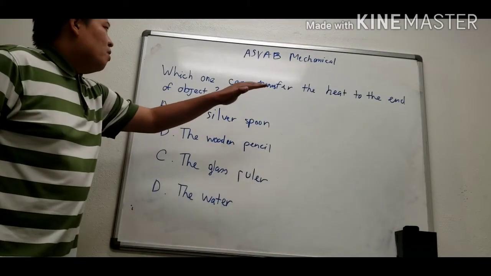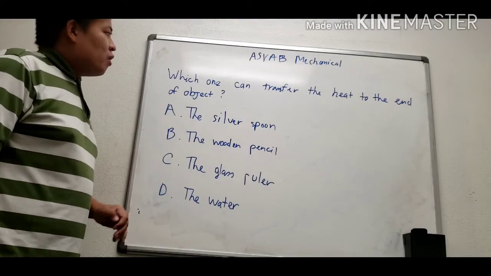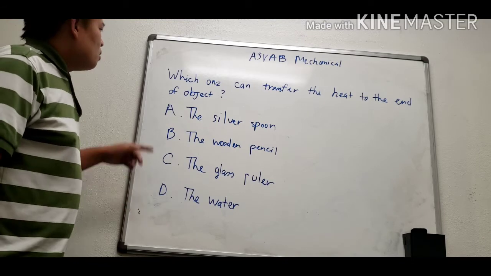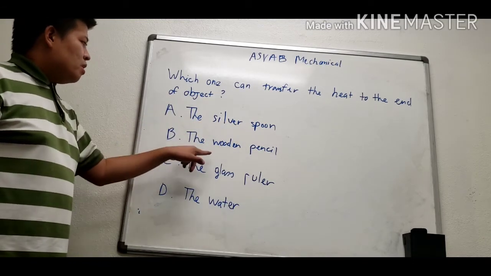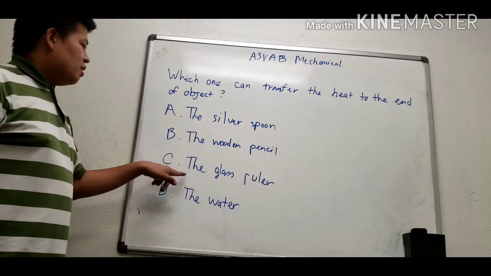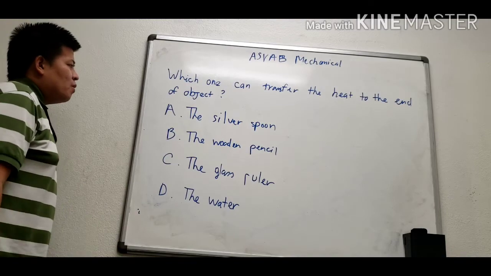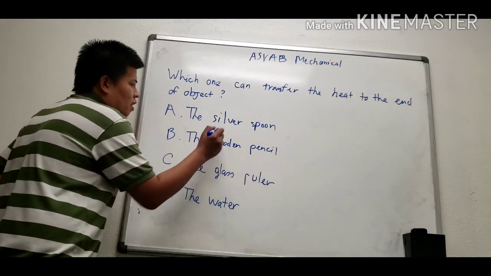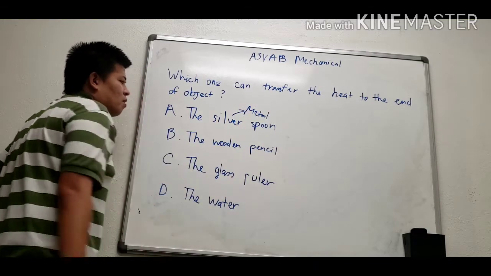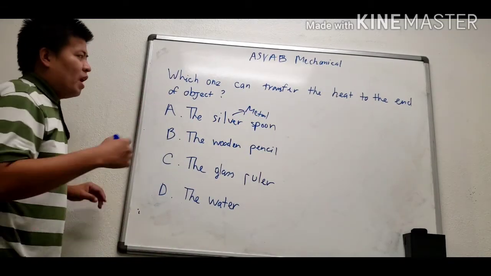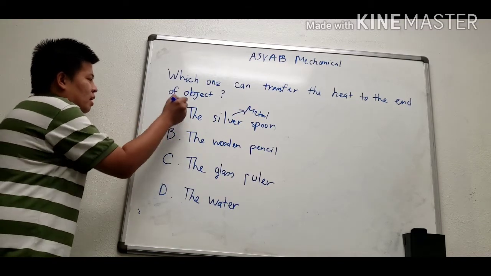Which one can transfer the heat to the end of the object? It means the fastest transferring of the heat. So we have A, the silver spoon, B, the wooden pencil, C, the glass ruler, D, the water. In here, we know that the silver is a metal, and the metal is the fastest in the transfer of the heat. So the answer to the question is A.